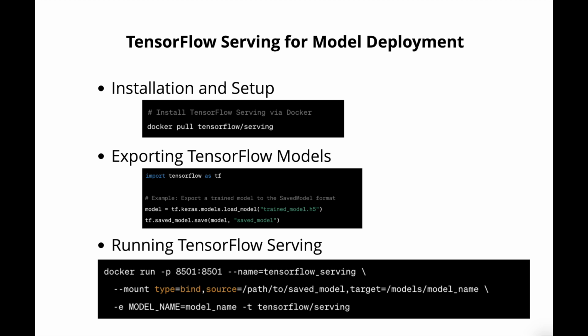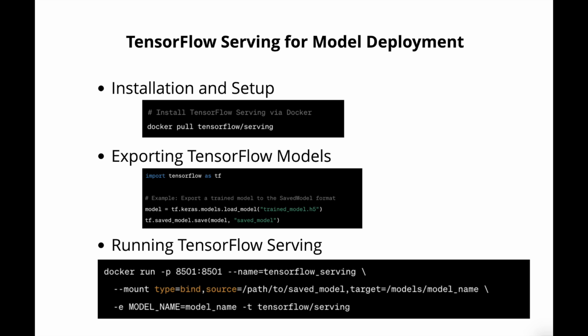The second step is exporting TensorFlow models. Before deploying a TensorFlow model with TensorFlow Serving, you need to export the trained model in the SavedModel format. This format includes the model architecture, weights, and metadata necessary for serving. So first import TensorFlow as tf, then you can call the keras.models.load_model function and pass the h5 file, and then you can call the save function and pass the model and the saved model path in there.